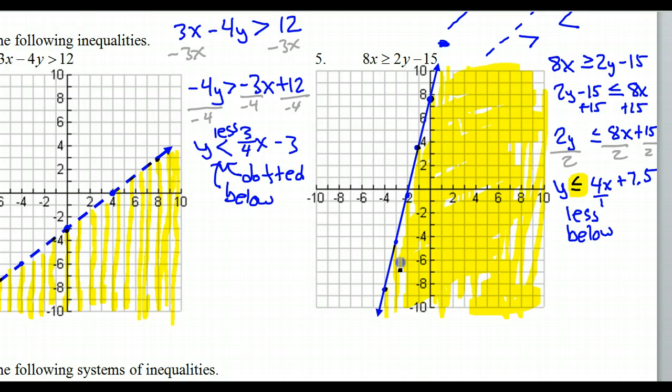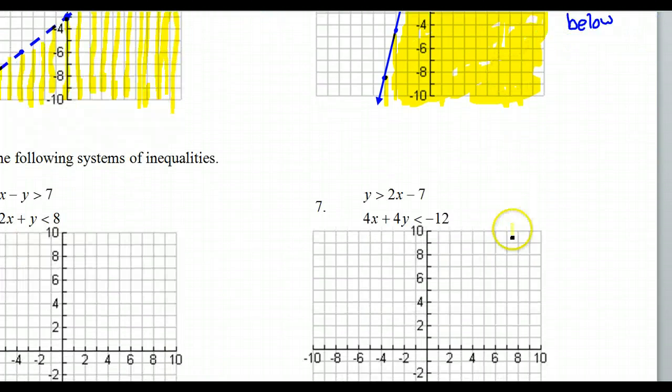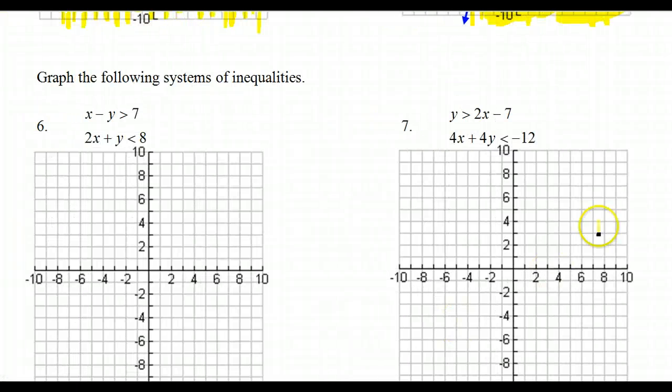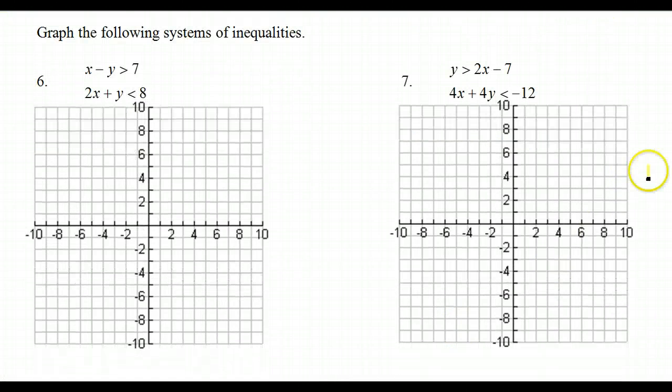Alright, and depending on how much time you have, you can do a better job coloring than I did. But that's the idea. Okay, let's move on to number 6. Now, number 6, we begin to have more than one equation at the same time, so let's be careful.